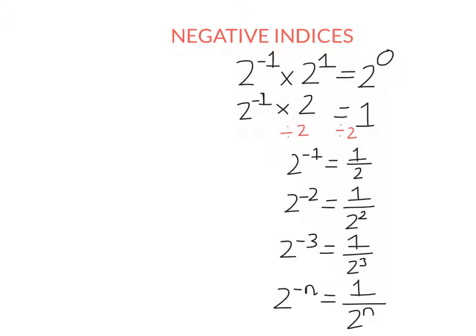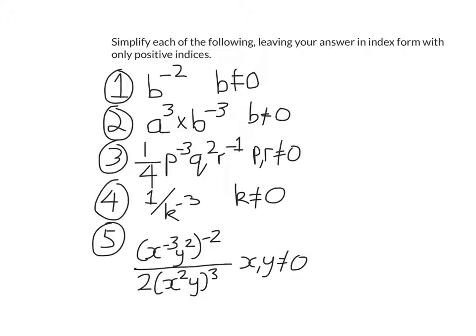But of course, there's nothing special about the number 2. It would work for any number. So the rule here is if you have a to the power of negative b, that goes on the bottom of the fraction with a positive power. So let's look at some examples. Let's go ahead and simplify each of these 5 expressions. We'll write our answer in index form, something to the power of something, and only use positive indices.